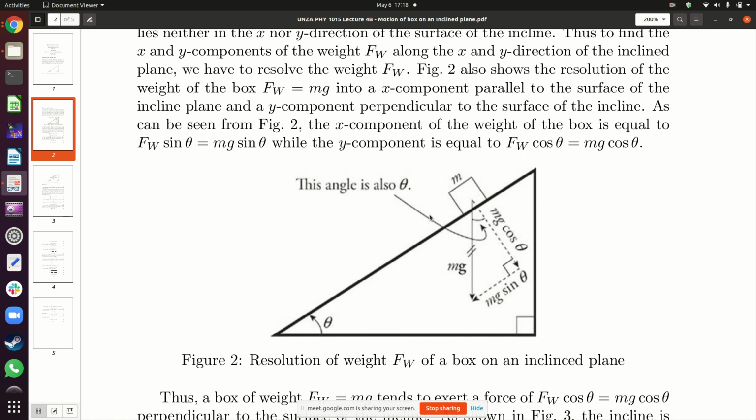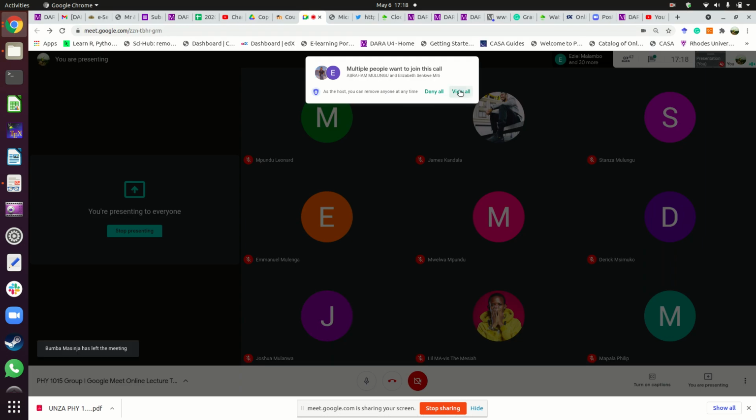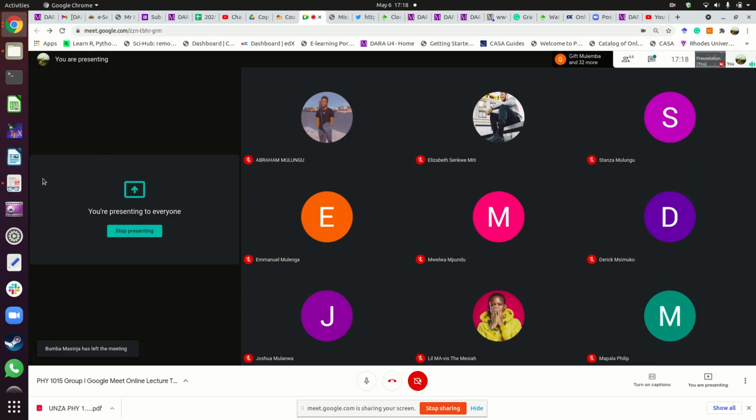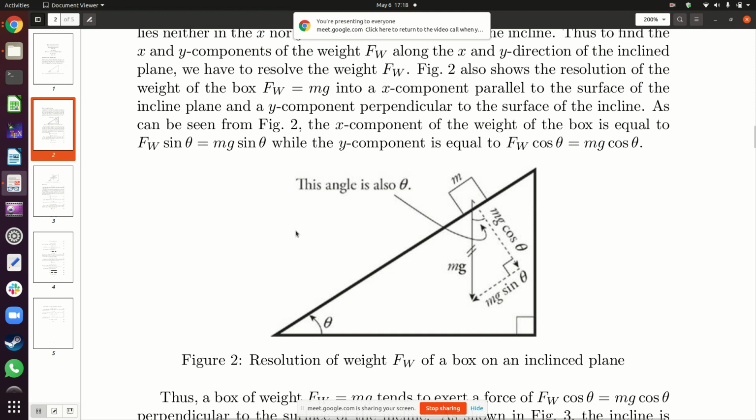Are we clear? So when the mass remains motionless, we know that the acceleration is equal to 0. And when the velocity of the mass as it goes down increases, in that case, we know that the acceleration is not equal to 0. So we've got two situations: when the acceleration is equal to 0 and when the acceleration is not equal to 0. Is that clear? Yes, sir.